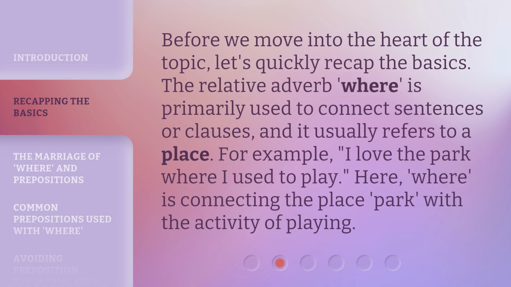Before we move into the heart of the topic, let's quickly recap the basics. The relative adverb, where, is primarily used to connect sentences or clauses, and it usually refers to a place. For example, I love the park where I used to play. Here, where is connecting the place, park, with the activity of playing.